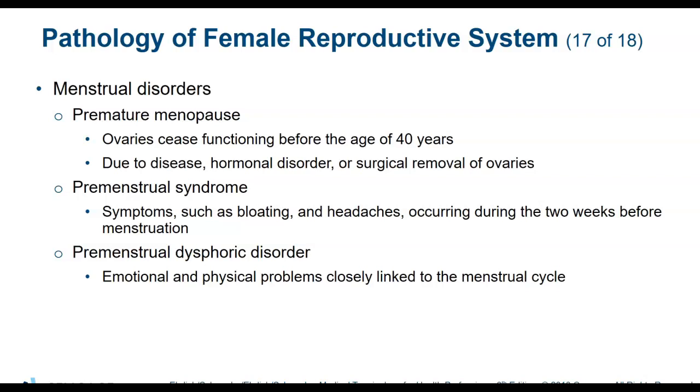Premature menopause. Ovaries cease functioning before the age of 40. This could be due to hormones, it could be due to disease, or it could be because they've had a hysterectomy with removal of the ovaries. Okay. Premenstrual syndrome, it's symptoms like bloating, headaches, just plain old nasty grumpiness during the 2 weeks before menstruation. Premenstrual dysphoric disorder is the emotional and physical problems linked with the menstrual cycle.